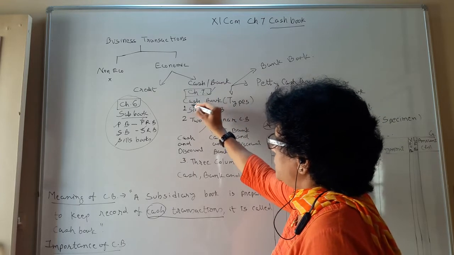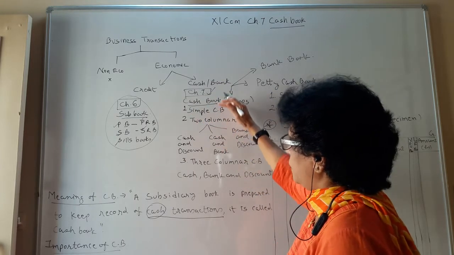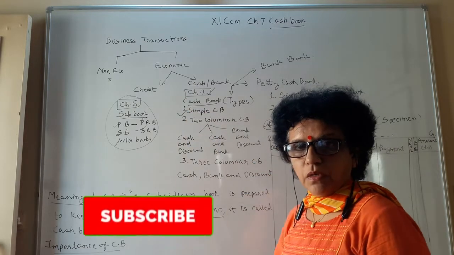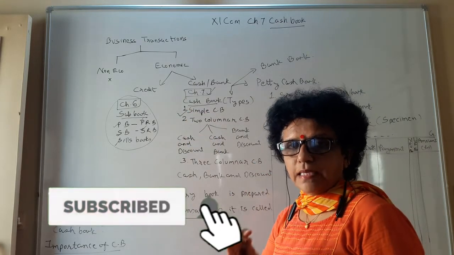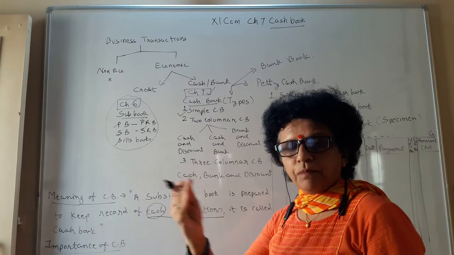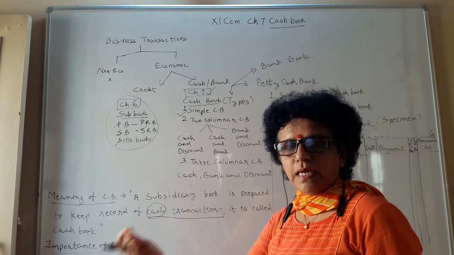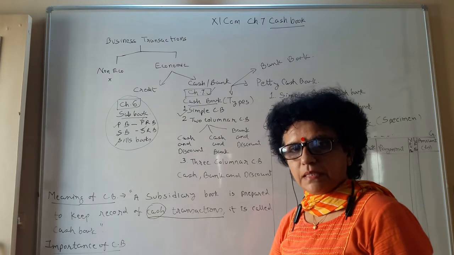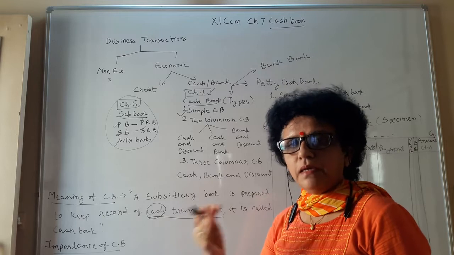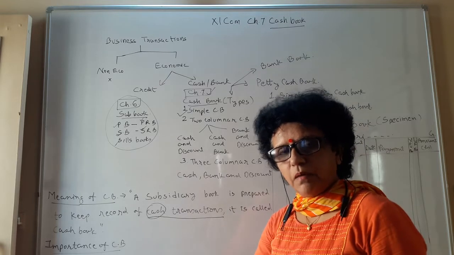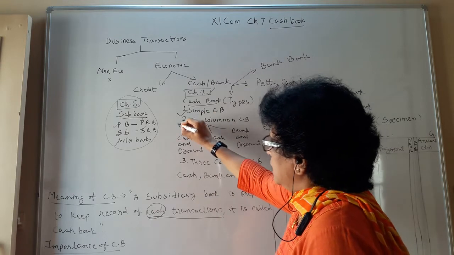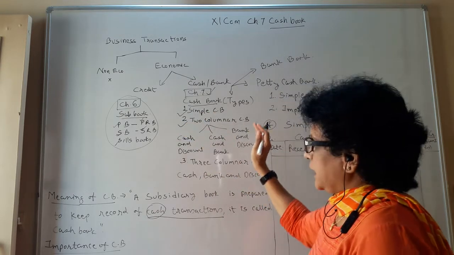How many types of cash book are there? Number one, the simple cash book. Only one column of cash we prepare, and we prepare it in a T-form presentation. The debit side is called the receipt side, and the credit side is called the payment side. All the money that comes in we record on the receipt side. All the cash payments we make we record on the credit side. So that is simple.